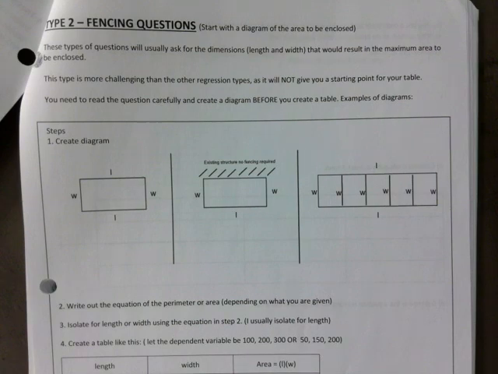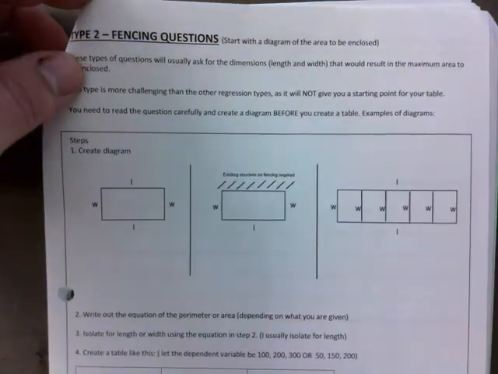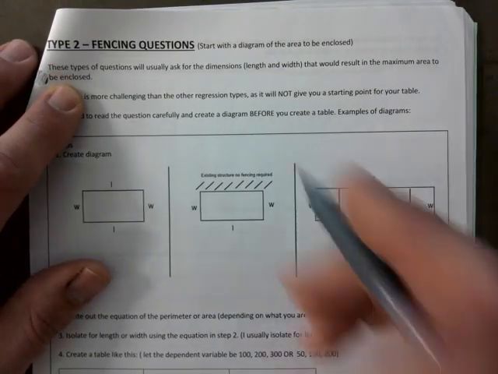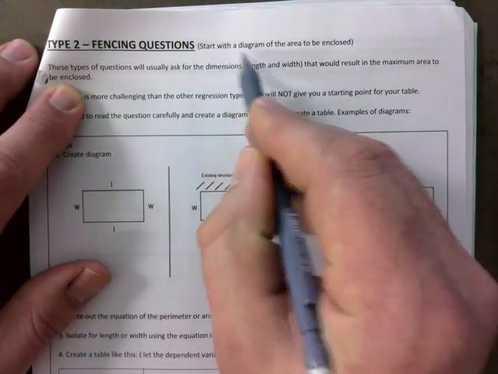Highlighters, stuff like fencing after this one. All right, type 2, fencing questions. So remember, it's still regressions where we come up with the equations. Okay, I'll give you a little help here.